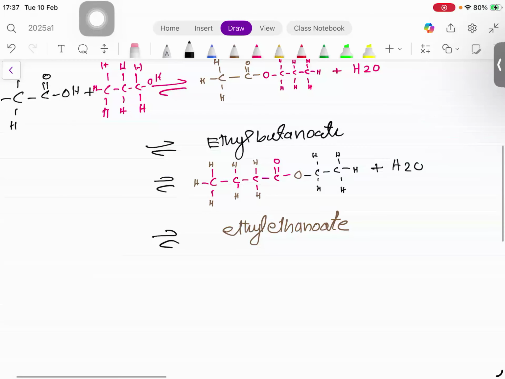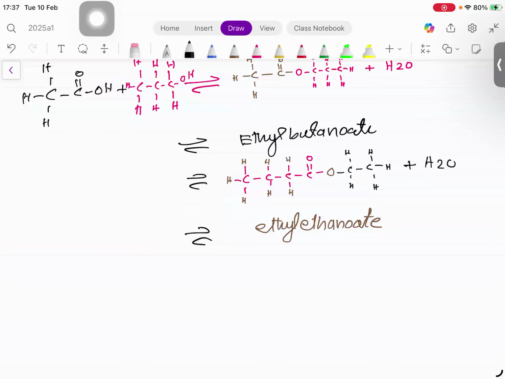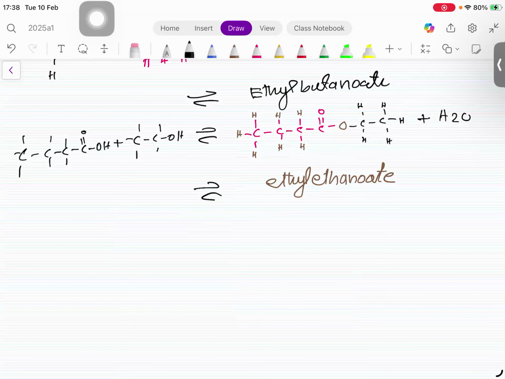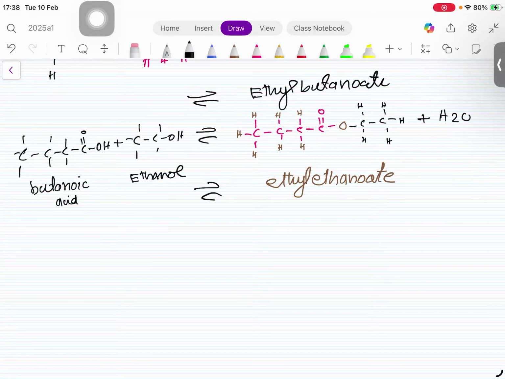What will be the reactants then? Butanoic acid, 1, 2, 3, 4. This one plus ethanol, OH. Ethyl ethanoate. So this one is butanoic acid, and this one is what? Ethanol. Okay, ethyl ethanoate.